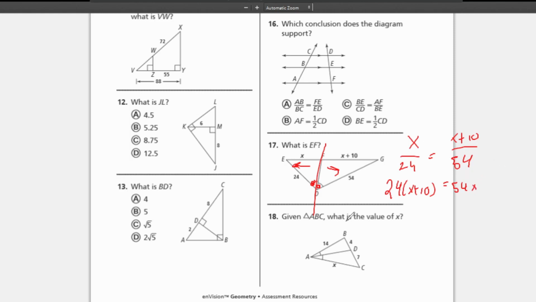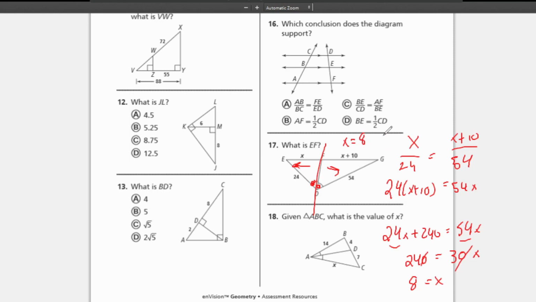54x. And then I'm going to distribute this in. I'll get 24x plus 240 is equal to 54x. Subtract 24x from both sides and I'll get 240 is equal to 30x. When I divide by 30, I'm going to cancel those zeros, and I'm going to know that 24 divided by 3 is 8. So my x is equal to 8.